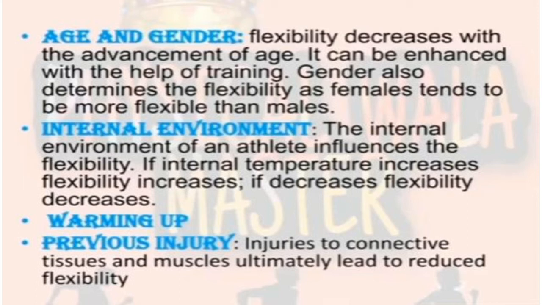The next point is internal environment. The internal environment of the athlete influences the flexibility. For example, 10 minutes in a warm-up batch increases body temperature and flexibility, whereas 10 minutes staying outside at 10 degrees Celsius reduces the body temperature and the flexibility too. The last point in flexibility is previous injuries. Injuries to connective tissues and muscles can lead to thickening or fibrosis in the affected area. Fibrous tissues are less elastic and can lead to limb shortening and ultimately reduced flexibility.